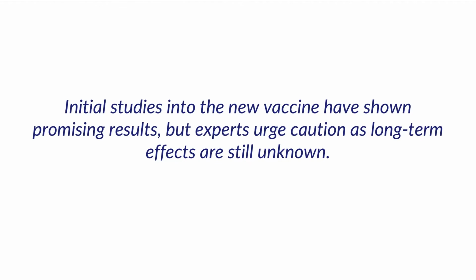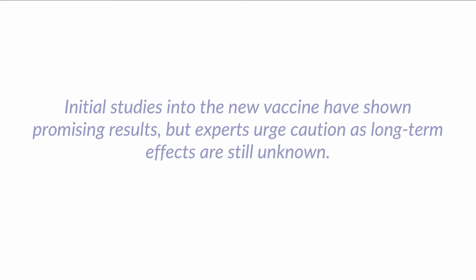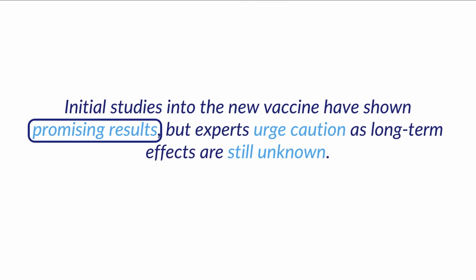So here is your first sentence. Initial studies into the new vaccine have shown promising results, but experts urge caution as long-term effects are still unknown. Do you think this is positive, negative, or neutral? Well, if we take a look at these words, we've got promising. Now, promising would usually indicate a positive attitude. However, it's then followed by a contrast word, but, and then we have urge caution, long-term effects still unknown. So we can see from this sentence, the writer is neutral or perhaps cautious in their attitude.